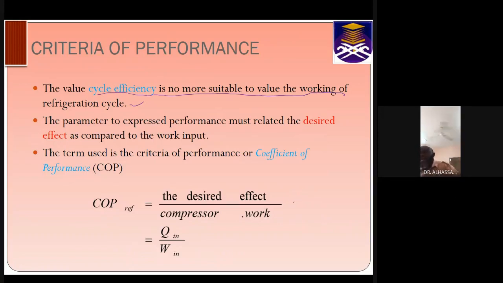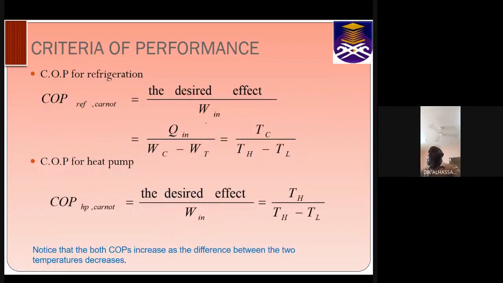But when it comes to the refrigeration cycle, because our desired output for the refrigeration is the heat which is removed from the refrigerated space, we define the criteria for the performance of a refrigerator by means of what? COP. And what is COP? This is called coefficient of performance. So coefficient of performance is given by the desired effect divided by the work input. Sorry, the desired output is the Q in, whereas the required input, or the work input, is the W in.